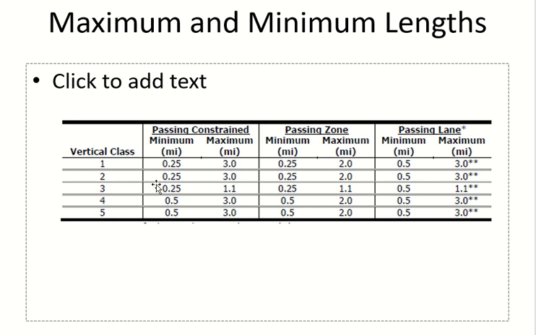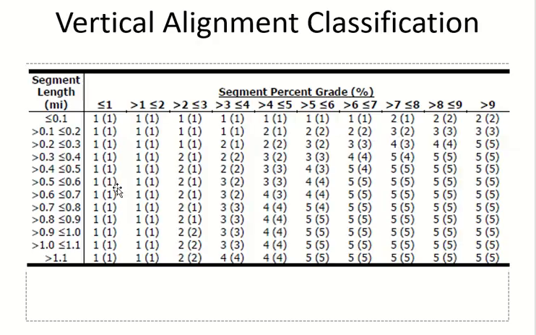According to this number, the minimum and maximum length of the segment can be this much. Passing constraint means two-lane passing is not allowed. Passing zone means two-lane passing is allowed. Passing lane means passing is allowed from the extra lane, a temporary extra lane. So in each case, maximum and minimum length are given according to terrain type.